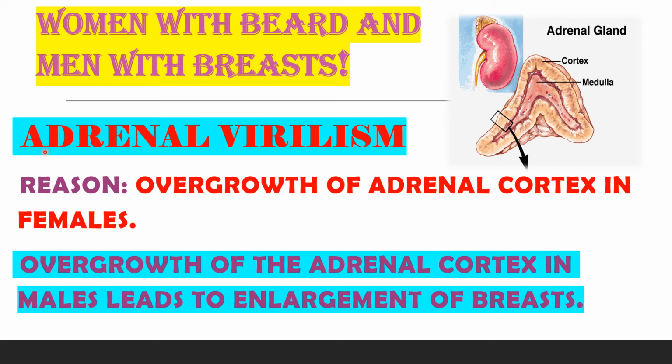What is the reason for adrenal virilism? It is due to the overgrowth of adrenal cortex. Overgrowth of adrenal cortex leads to deep male voice or mustaches or beard. That condition is called adrenal virilism. This you can see in females. Then overgrowth of adrenal cortex in males leads to enlargement of breasts.